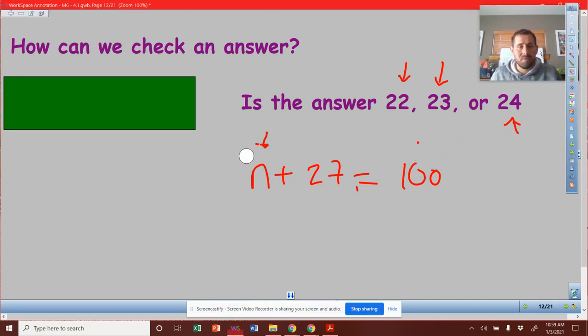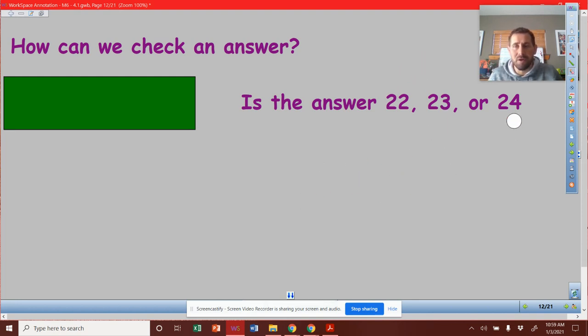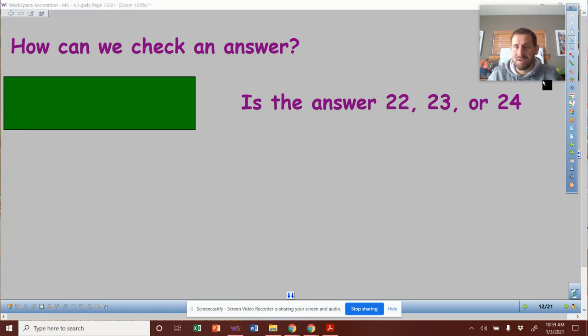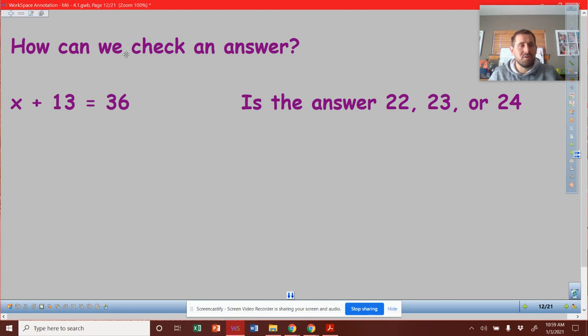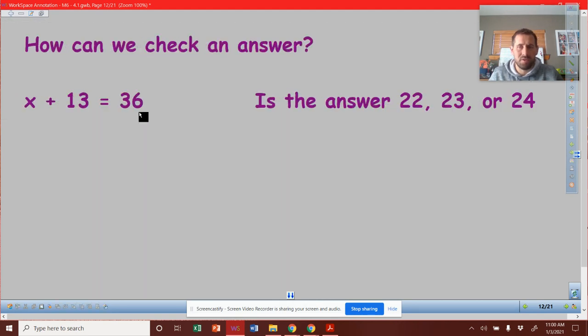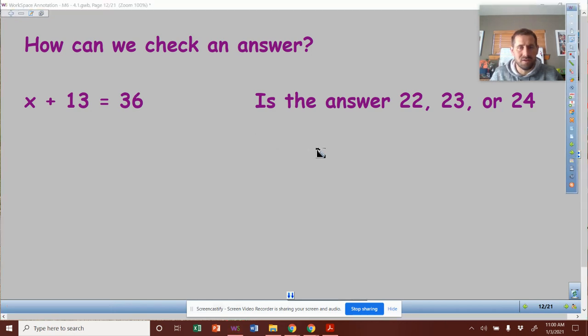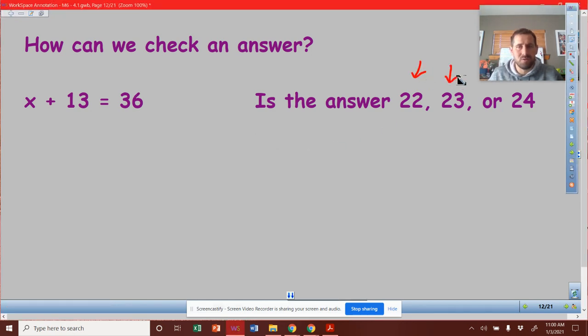We talked about this before. You should definitely know if you have the right answer or the wrong answer because you just need to check it. So here's the equation that we're working with: x plus 13 equals 36. So is the answer 22, 23, or 24? Now, you might know the answer, and that's not what this is about. I keep emphasizing this. This is about how we know the process and how we work through them.